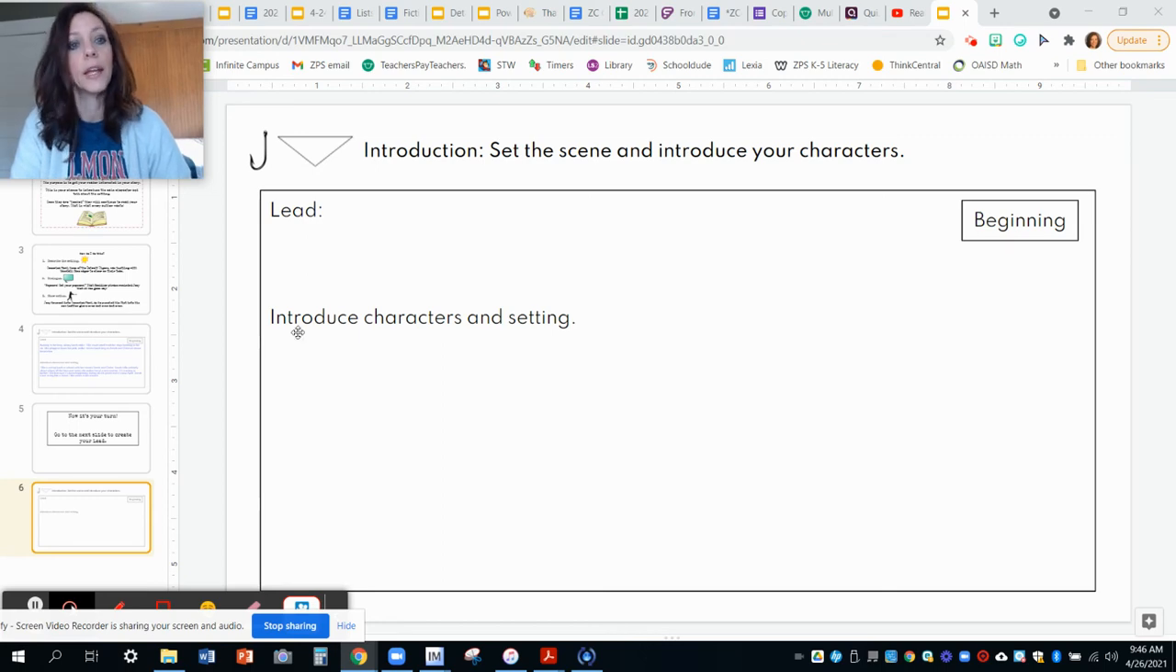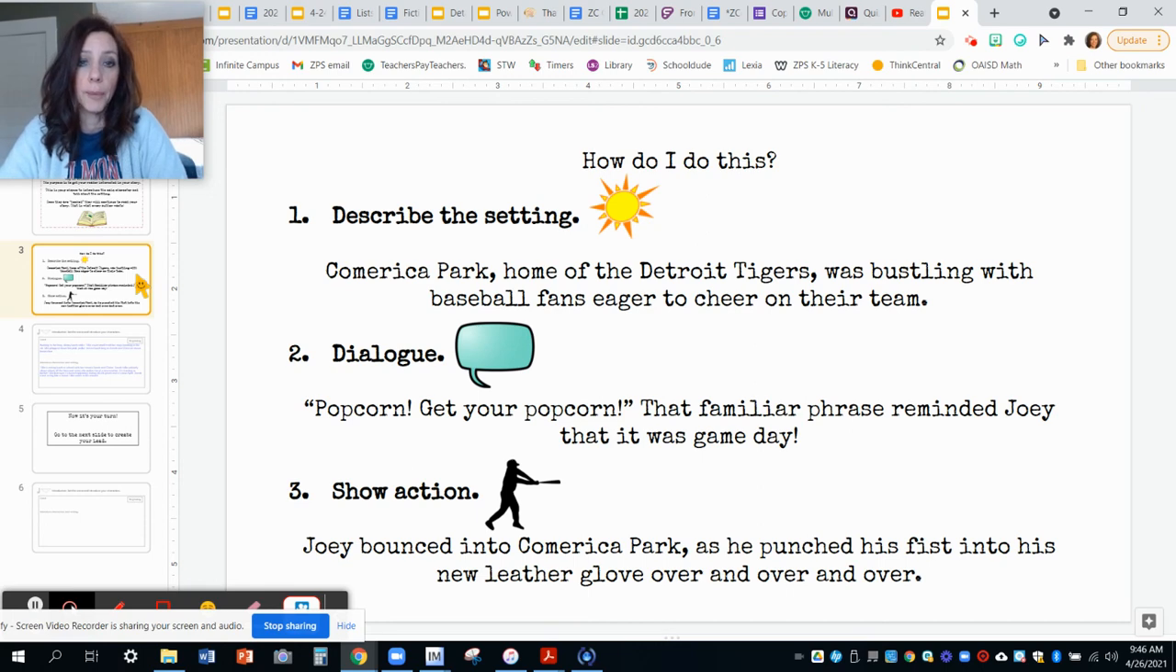All right. So today, your job is to go back and pick one of these types of leads to start your realistic fiction story. I give you some examples here. You might want to go and look in some of your books and see if they give a good example that shows the setting or dialogue or action. And you can model your lead after that as well. All right, can't wait to read them.